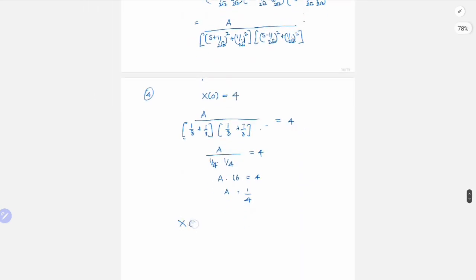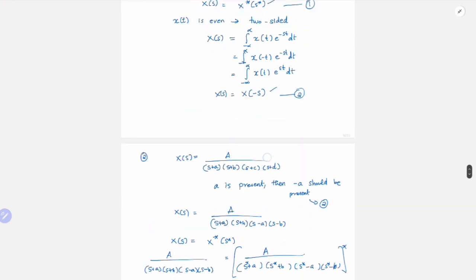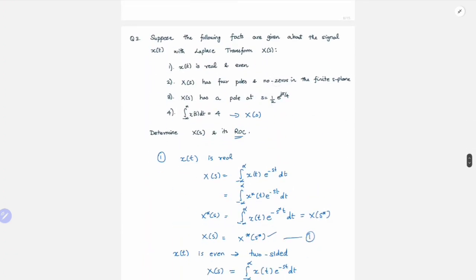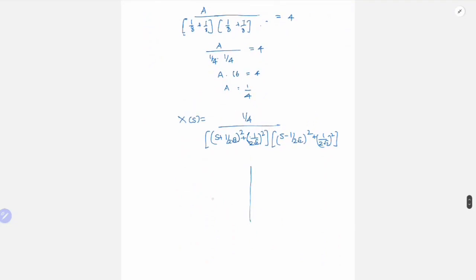So your X of s is nothing but 1 by 4 divided by (s plus 1 by 2 root 2) whole square plus (1 by 2 root 2) whole square, into (s minus 1 by 2 root 2) whole square plus (1 by 2 root 2) whole square. So what they have asked us is X of s and its ROC. X of s we have found, and its ROC we have to find.